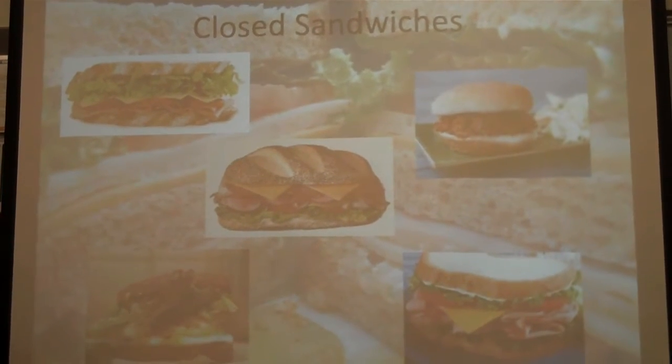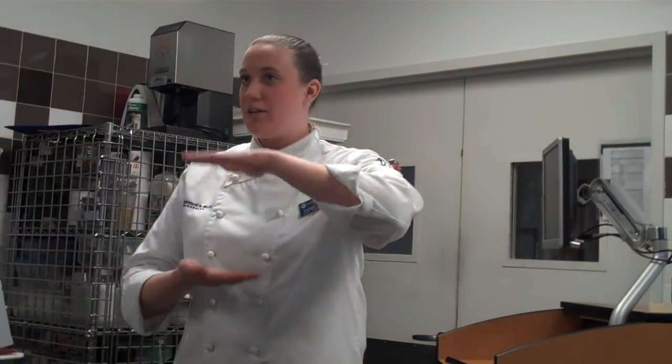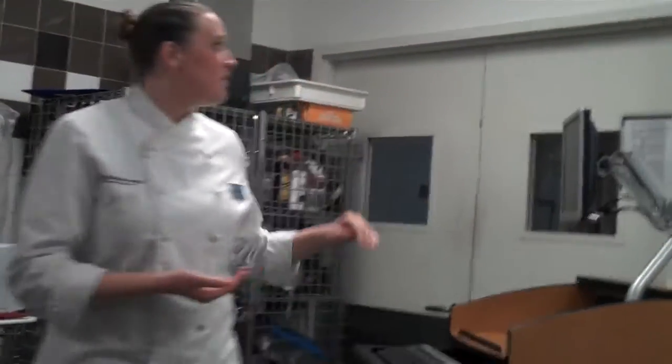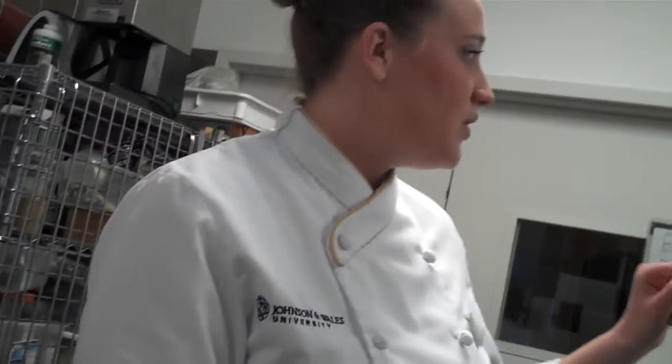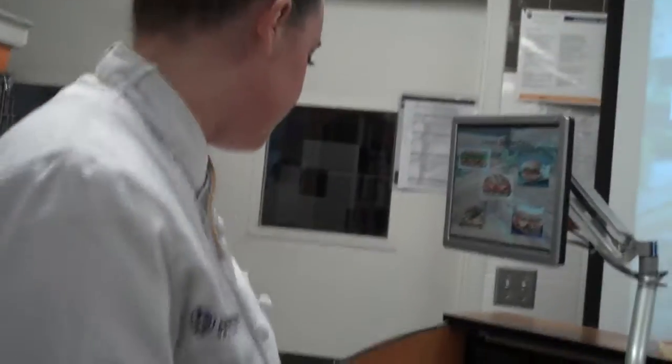So these are your closed sandwiches. Closed sandwiches have a top and a bottom, so they're technically closed. The filling is in the middle, and there can be different types of fillings. We'll go into that in later lessons, but these are your basic closed sandwiches, top and bottom.